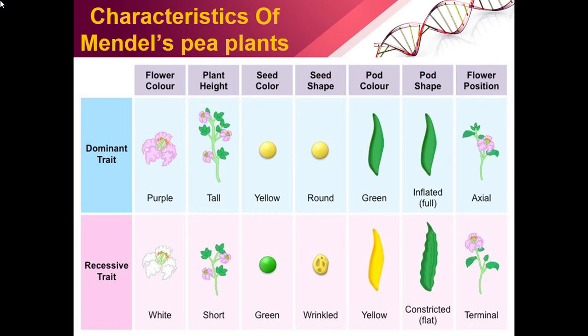For pod color, the dominant phenotype is green while the recessive phenotype is yellow. For pod shape, the dominant phenotype is inflated, while the recessive phenotype is constricted. And last, for flower position, the dominant phenotype is axial while the recessive phenotype is terminal.